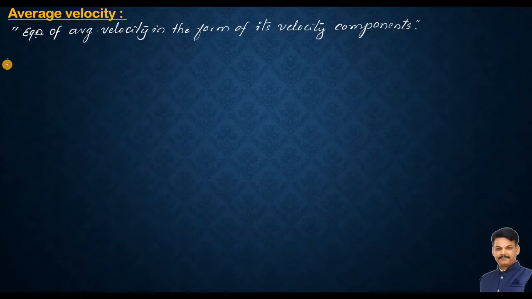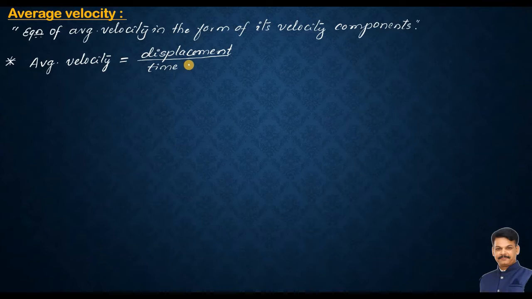Dear students, we know what average velocity is. Average velocity is the displacement divided by the time taken, or the total displacement made divided by the time taken. So average velocity is represented by the displacement made divided by the time interval in which the displacement is made. This is the general way of representing the average velocity.